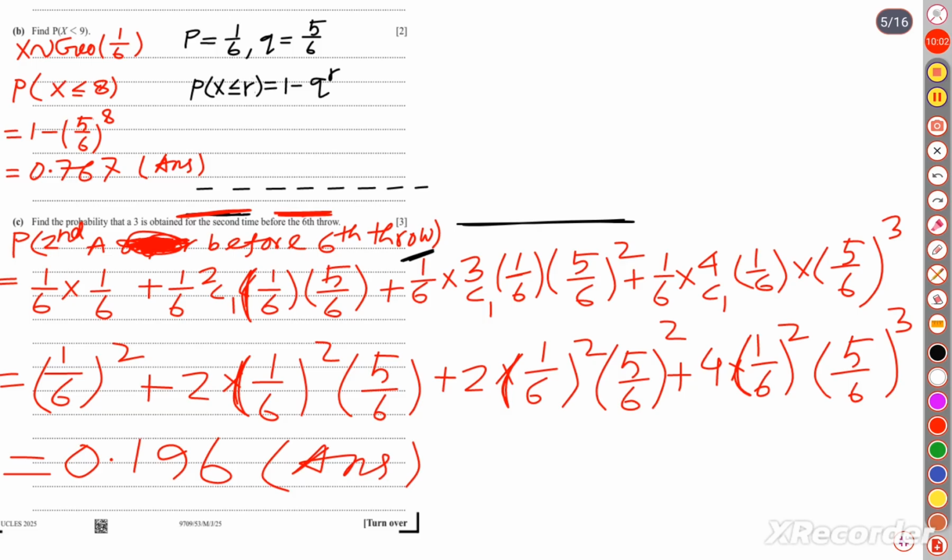There lies a mistake over here. Actually, 3 choose 1 is 3. It should be 3, not 2. So 3 times 1 over 6 squared into 5 over 6 squared.